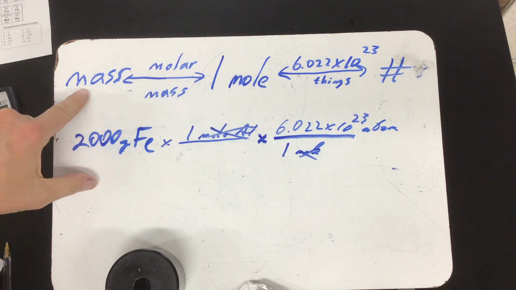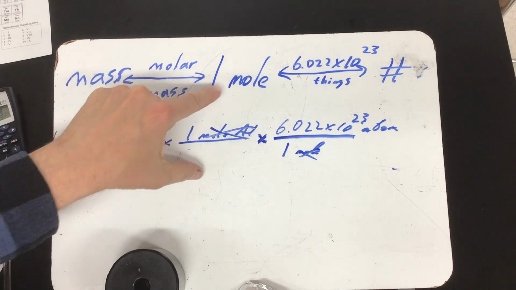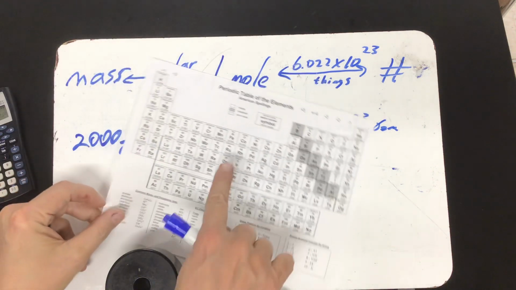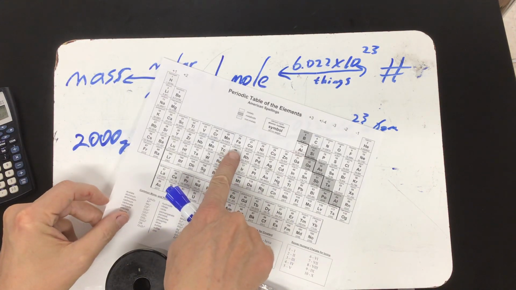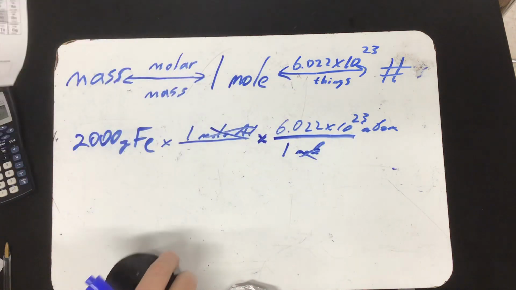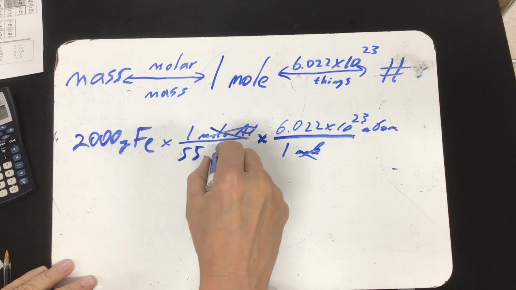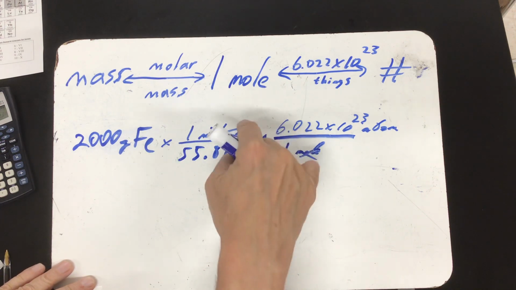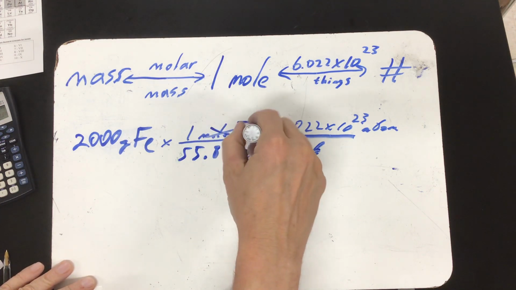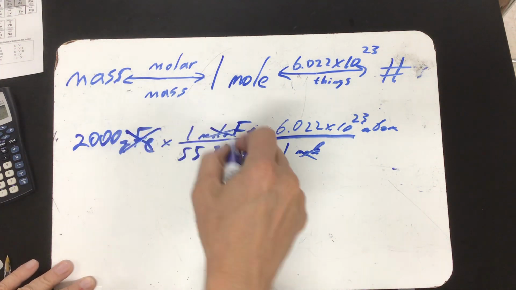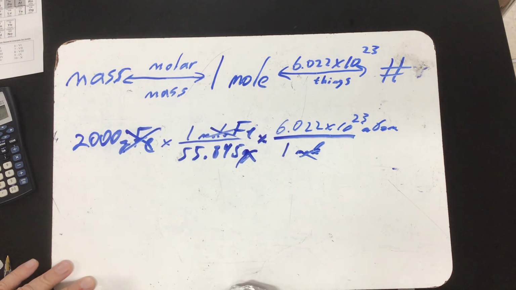I will convert that mass into moles using the molar mass of iron. The molar mass of iron right off the periodic table is 55.845 grams per mole. So 55.845 grams per mole of iron. So grams of iron, numerator, denominator, cancel.